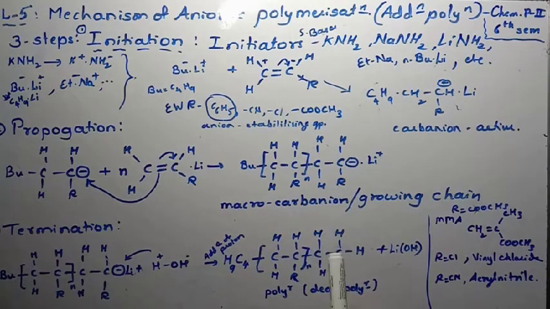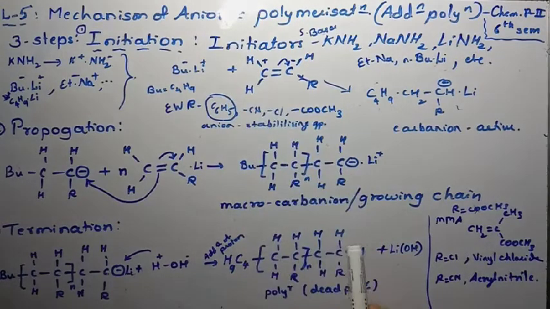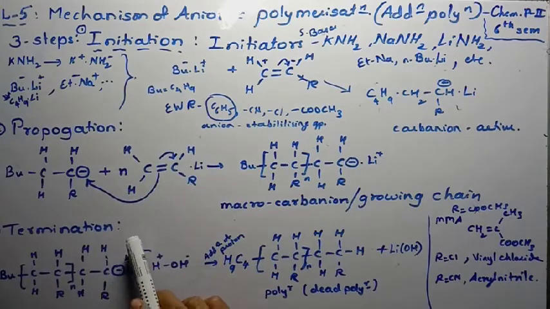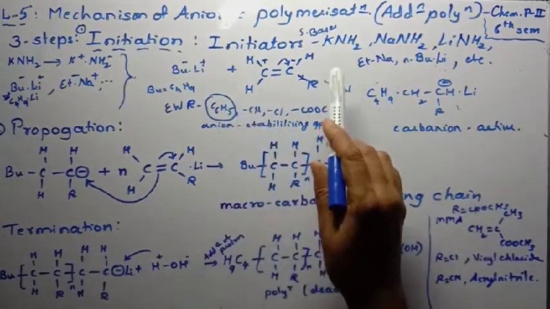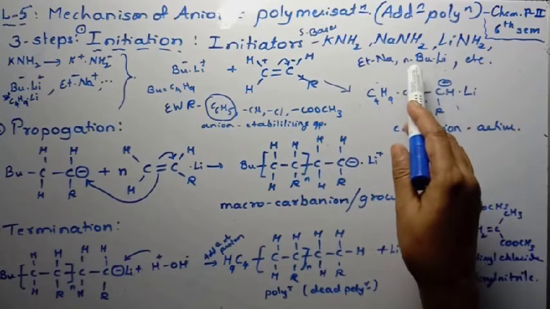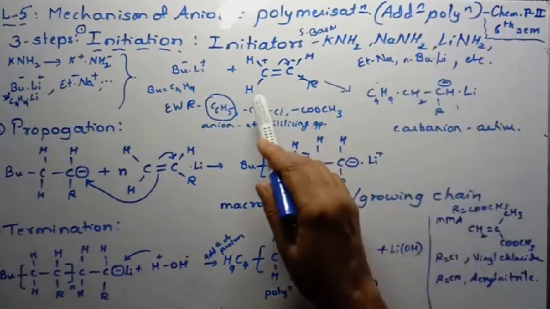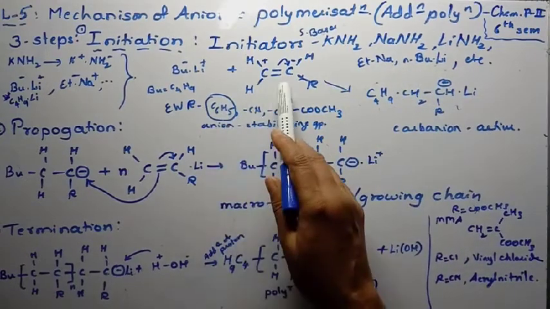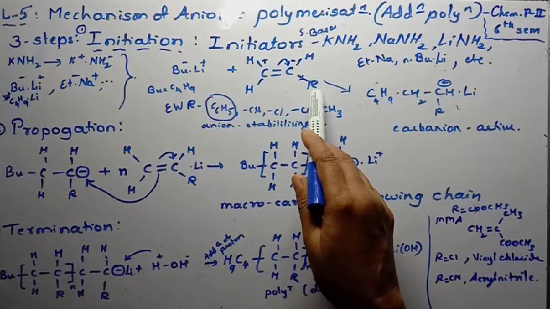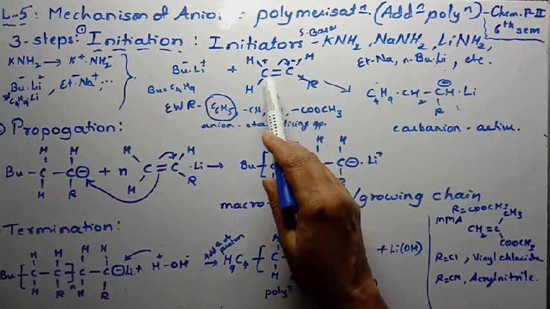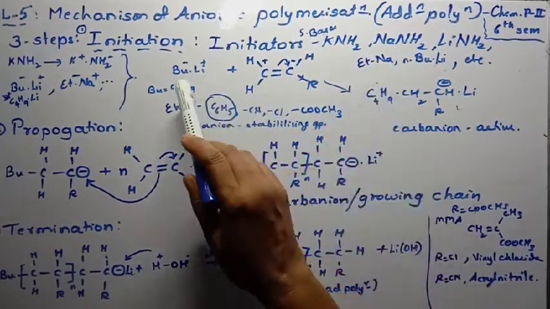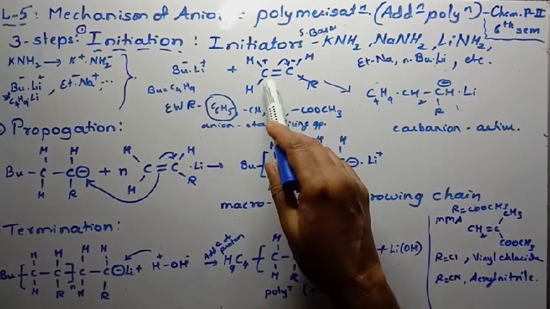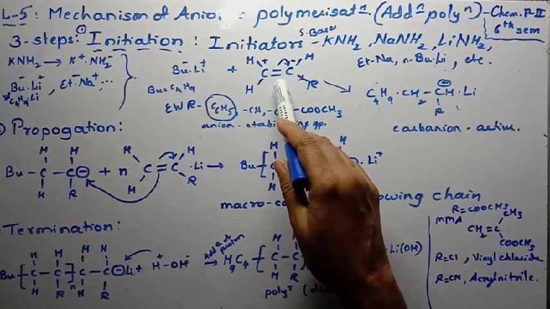Okay, so this is about how anionic polymerization proceeds: three steps, initiation, propagation and termination. In the initiation, these are the reagents which are used as initiators. They are basic in nature, strong bases, and the group present on the carbon of the double bond is an electron withdrawing group, and thereby the nucleophile, that is the alkyl or aryl group of these molecules, will attack the carbon of the double bond.